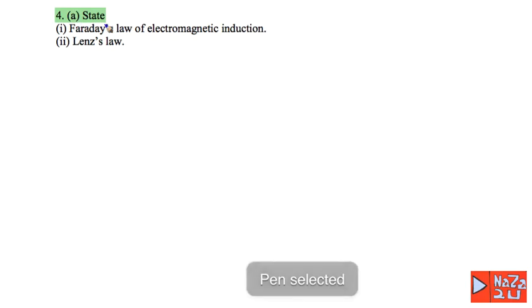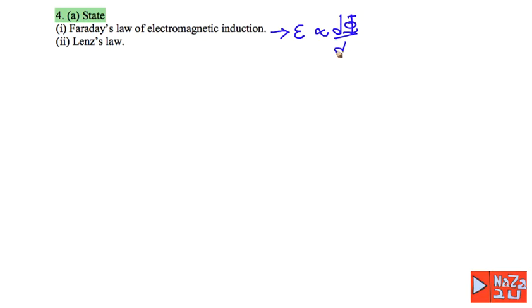State Faraday's law of electromagnetic induction. Faraday's law of electromagnetic induction states that the induced EMF is proportional to the rate of change of flux, right? So this is the induced EMF or voltage, and this is the flux, and this is dt, meaning this here is the rate of change of flux. So this is Faraday's law.